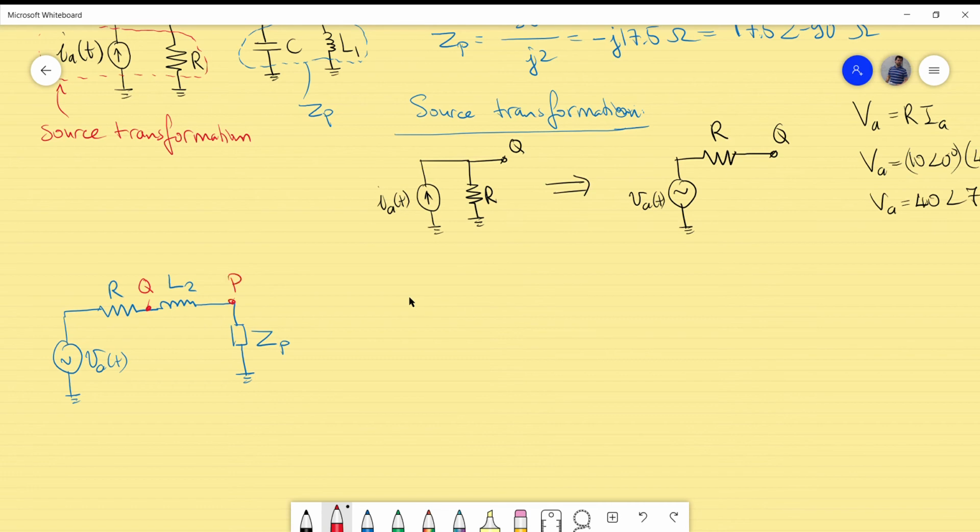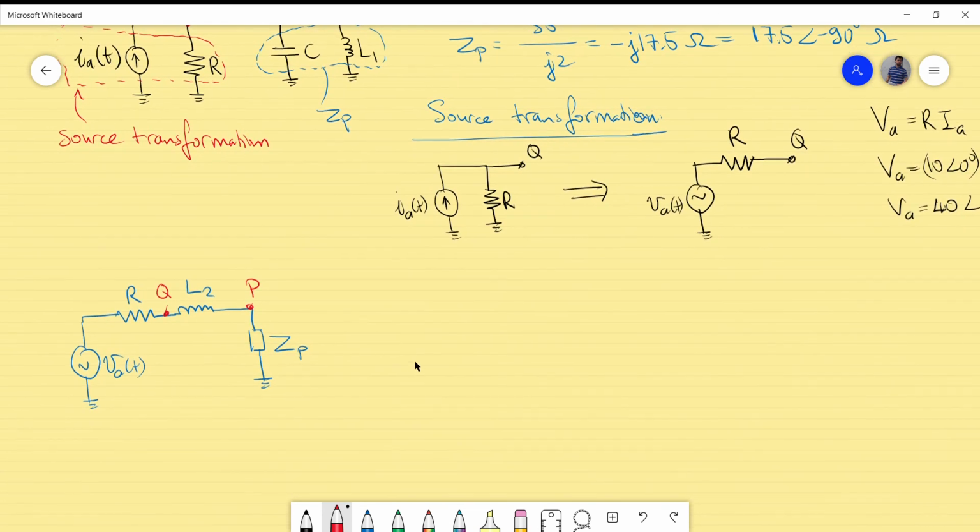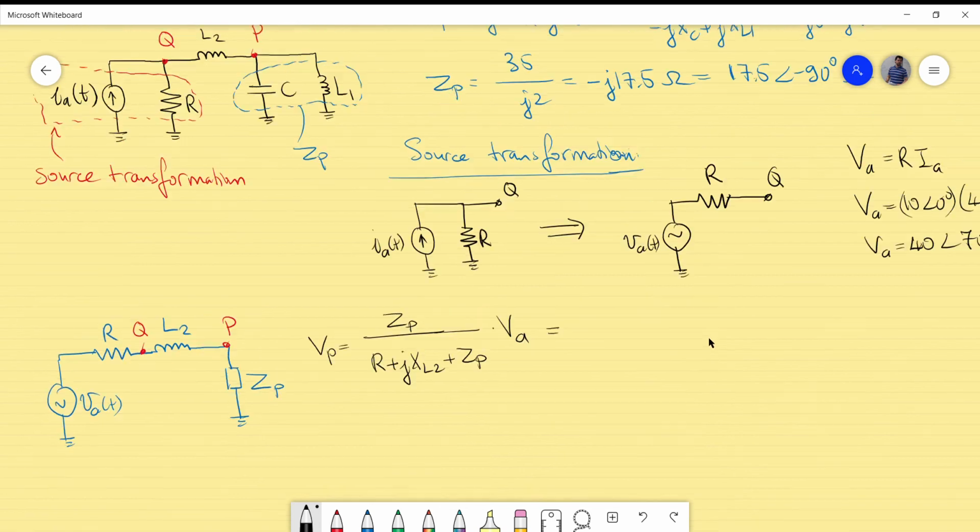Now, if I want to know again the capacitor current, I can determine the voltage actually at this point. If I know the voltage at this point, I also know the voltage across the capacitor. Now, again, using Ohm's law, I can calculate the capacitor current. So I would like to use the current divider rule here. So I would like to say Vp is equal to Zp divided by the total impedance seen by the voltage source Va, which is R plus jXL2 plus Zp, and then times Va.